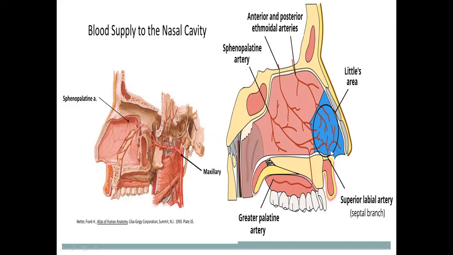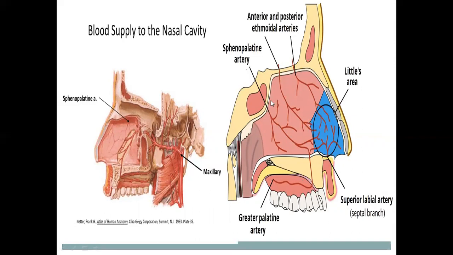It supplies the septum and columella of the nose, and the anterior ethmoidal artery and the posterior ethmoidal artery also contribute to the blood supply of the nose. So the nose has a very rich blood supply. The major blood supply is given by the sphenopalatine artery, which is a branch of the maxillary artery, and the greater palatine artery, which is also a branch of the maxillary artery, and the superior labial branch of the facial artery, and the anterior and posterior ethmoidal arteries, which are branches of the ophthalmic artery.